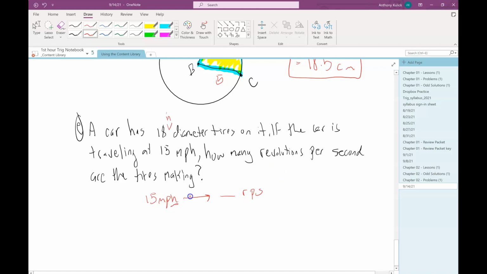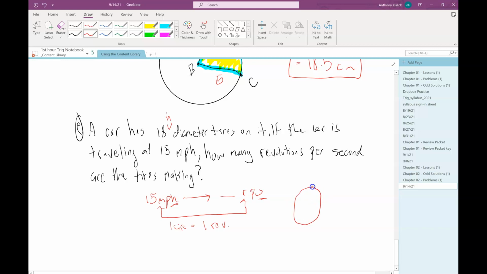Now, converting hours to seconds is not difficult, but converting a linear measurement like miles to a revolution is a little bit tricky. The key here is going to be that 1 circumference equals 1 revolution. Because how far does the tire go for 1 revolution? Well, it's going to be the circumference of the tire, right?